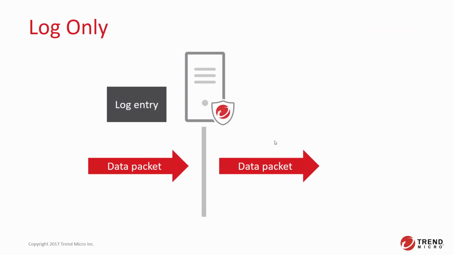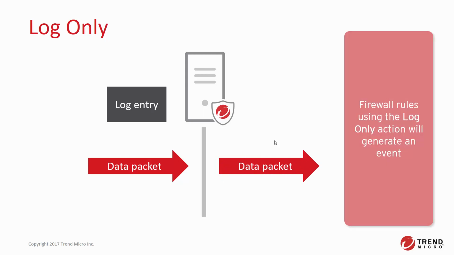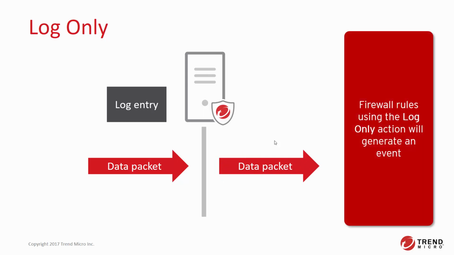Firewall rules using the log-only action will only generate an event if the packet in question is not subsequently stopped by either a rule using a deny action or a rule using an allow action that excludes it. If the packet is stopped by one of these two actions, those rules will generate the event and not the rule using the log-only action. If no subsequent rules stop the packet, the rule using log-only will generate an event.